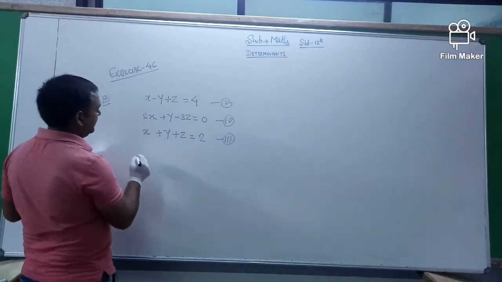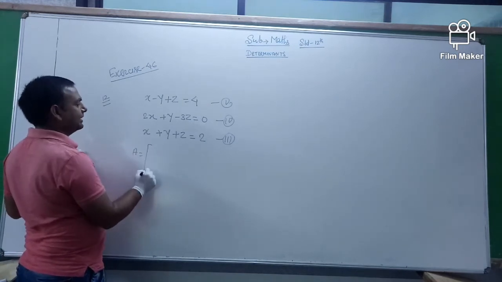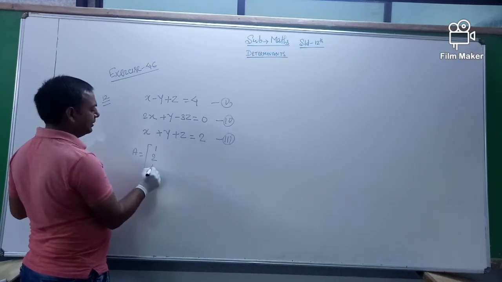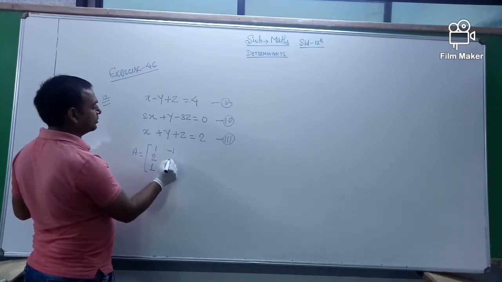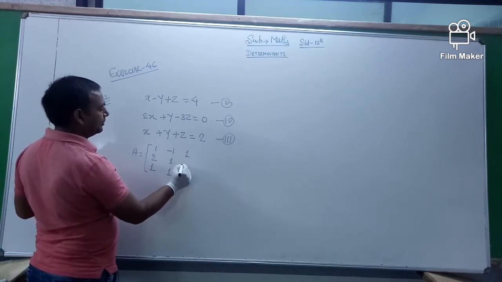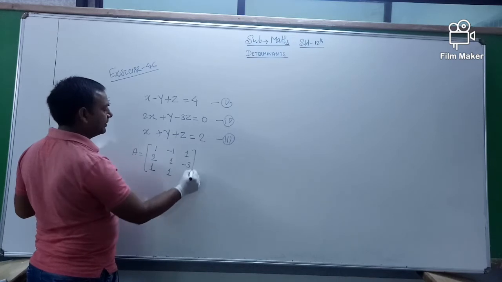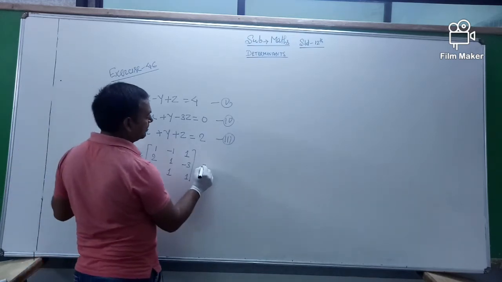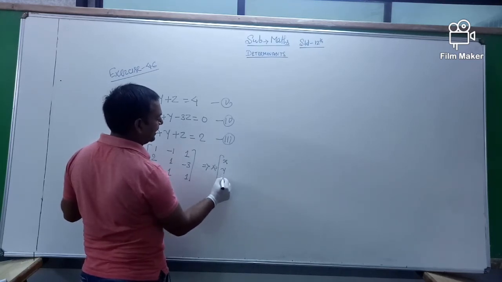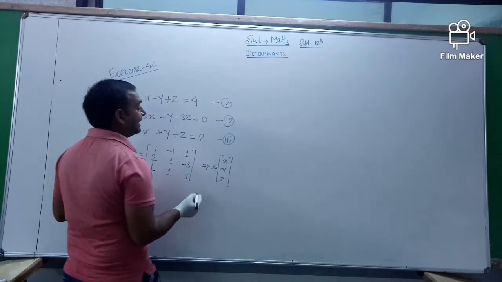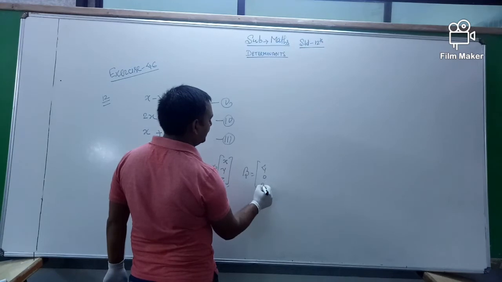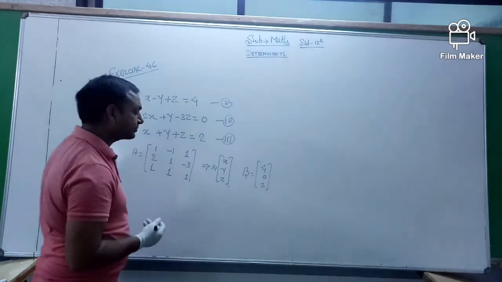So first I take a matrix A that is equal to 1, the coefficient of x is 1, here x 2 and 1, then y minus 1, 1 and 1, then here z 1, minus 3 and 1. Then you take another matrix X, whose elements are x, y and z. Next matrix is B, which is equal to the elements 4, 0 and 2, right.